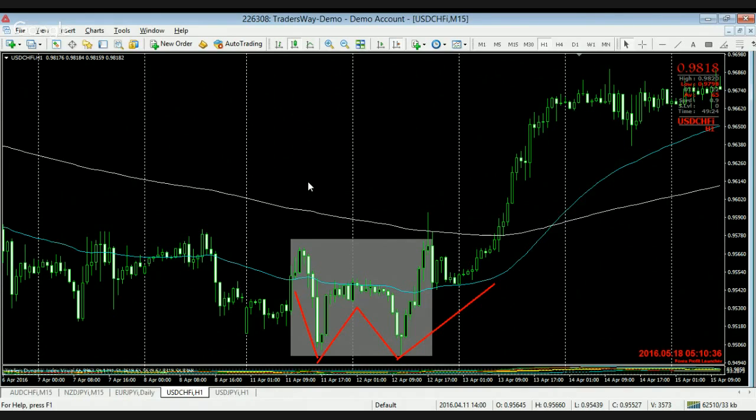M formations are formed by trapping buyers. So W formations, the initial objective of the market maker is to trap those that are selling, trick them, take all their money by going the other way. That's the objective of a W formation, okay?